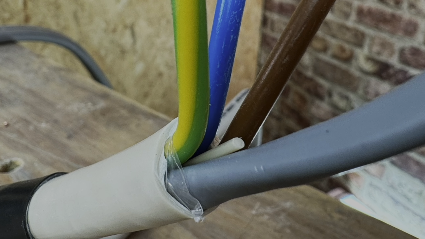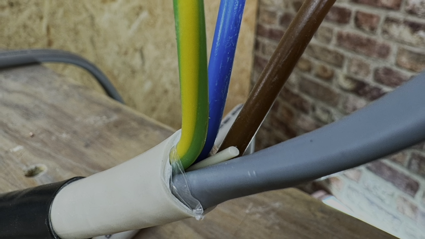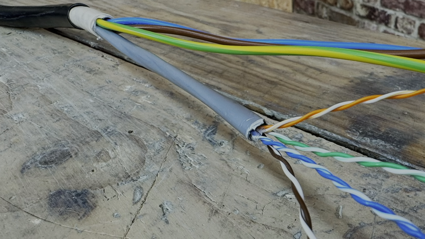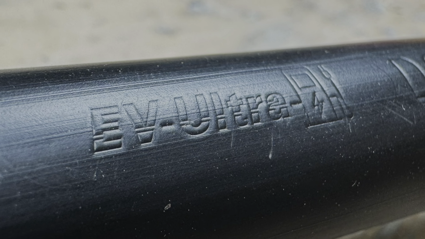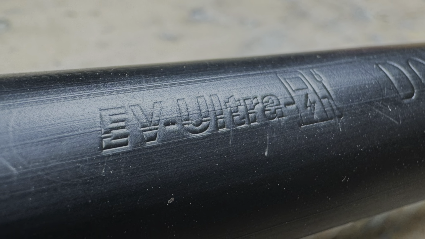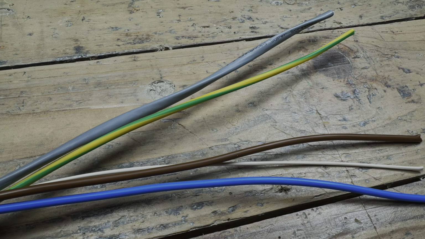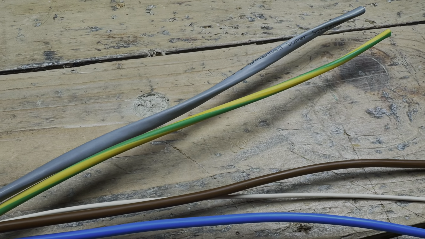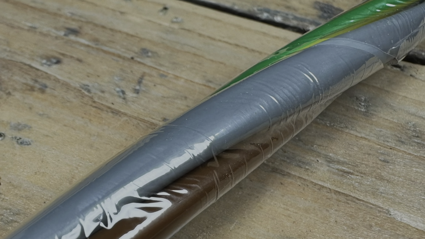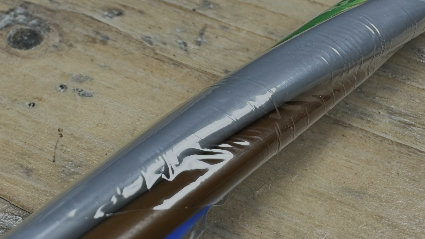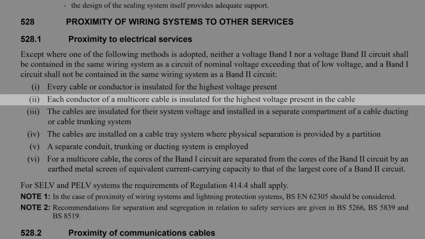So how can this EV Ultra cable from Doncaster Cables, which incorporates a band 1 and band 2 in the same cable, be able to offer separation? There's actually two reasons why this cable is okay. First, both band 1 and band 2 are rated to the same nominal voltage. What that means is separation is not required because they could both carry the same voltage, which brings us back to the regulation from earlier.